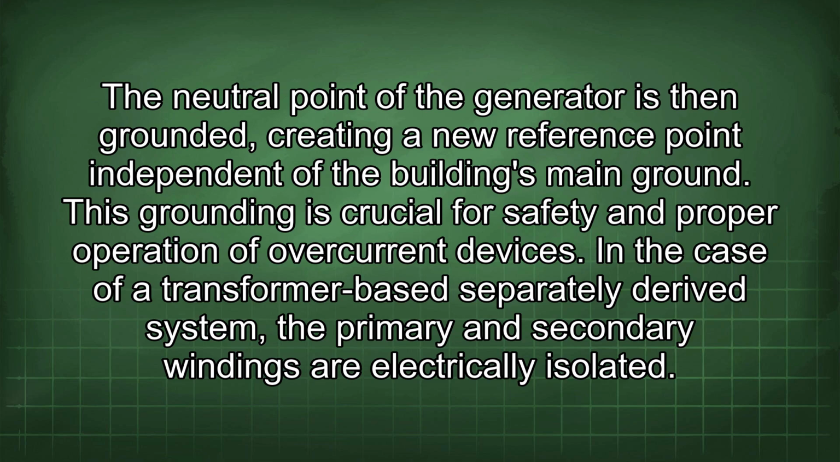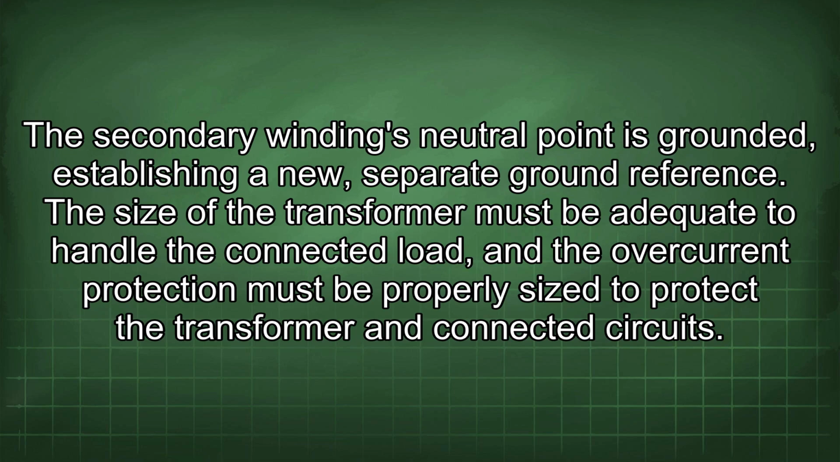In the case of a transformer-based separately derived system, the primary and secondary windings are electrically isolated. The secondary winding's neutral point is grounded, establishing a new, separate ground reference. The size of the transformer must be adequate to handle the connected load, and the overcurrent protection must be properly sized to protect the transformer and connected circuits.